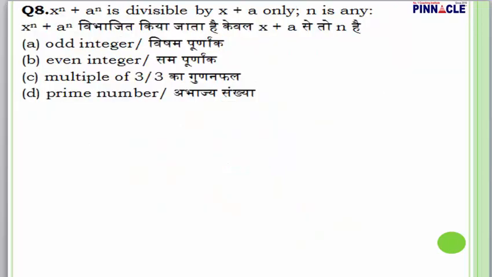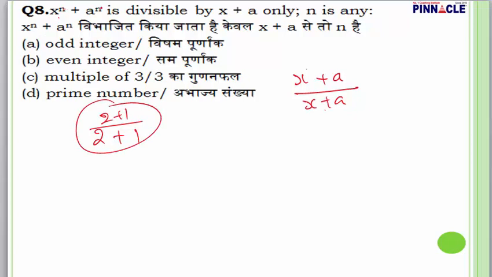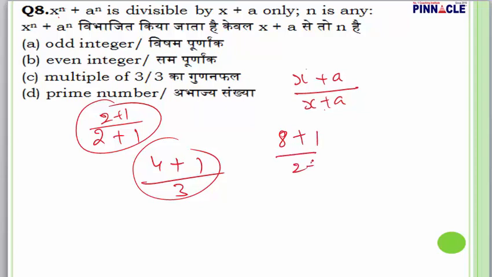You can note it down. Question number 8. x^n plus a^n is divisible by x plus a only when n is what? Let's say if I put n is equal to 1, then we will have x plus a, and this is divided by x plus a. When n is 2, for example, x is equal to 2 and a is equal to 1, then 4 plus 1 divided by 2 plus 1 is 5 by 3, not divisible. If I put n as 3, then we will have 8 plus 1, 9, divided by 2 plus 1, so 9 by 3.